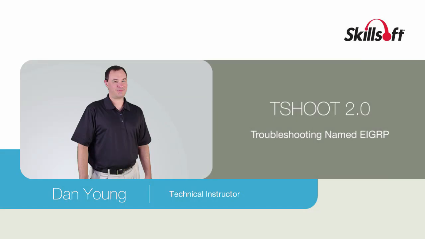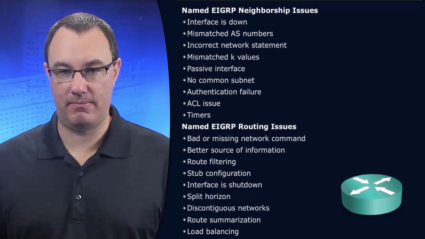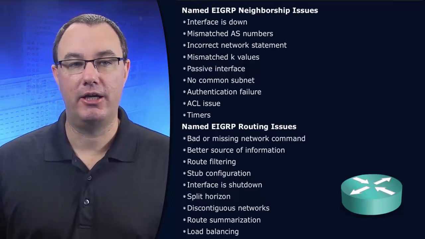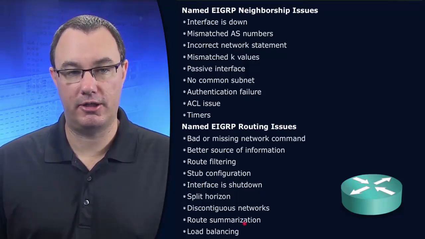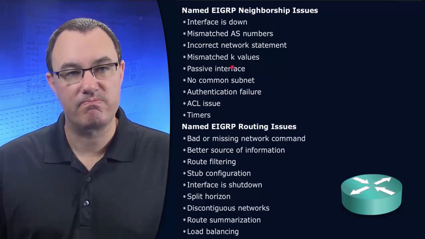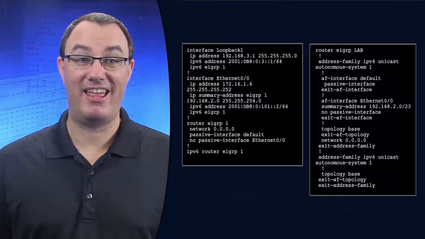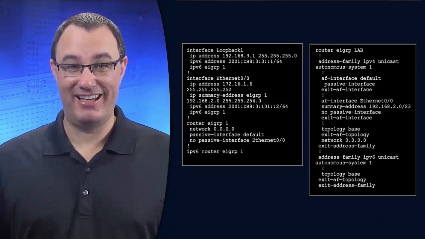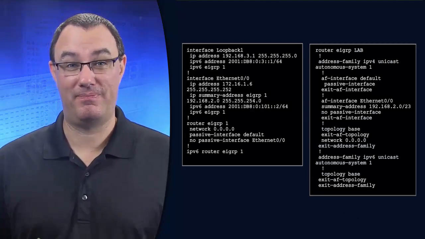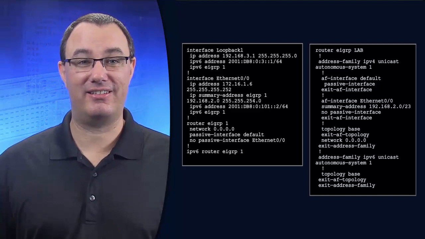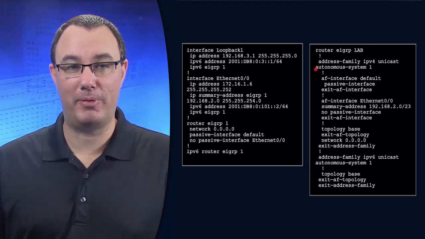called named EIGRP. And I want you to understand it's really the same entity as what we've been talking about. All the same issues arise. And I want you to see this and go, okay, there's nothing different here, but what is different is the configuration. Now, we got to make sure that you're capable of reading this syntax. And so we have got kind of a side-by-side comparison.